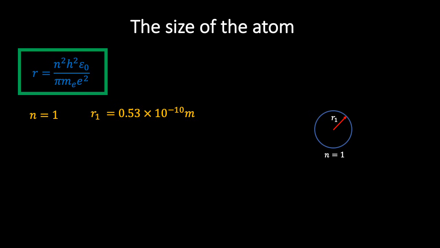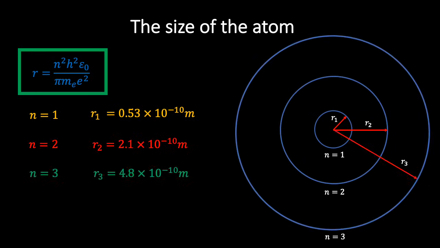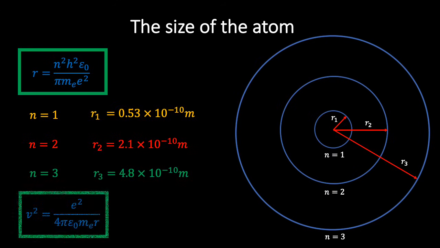If we next calculate the radius of the n equals 2 and n equals 3 orbits, then we see that the distance between adjacent orbits grows as n increases. Another thing that Bohr was able to calculate was the orbital speed of the electrons. Recall that we were able to derive an expression for the speed of the electrons using Coulomb's law. If we then substitute r into this equation, we find the following expression, which can be used to calculate the speed of the electron in different orbits corresponding to n equals 1, n equals 2, and so forth. Clearly, the fastest possible speed will correspond to the innermost orbit when n equals 1.